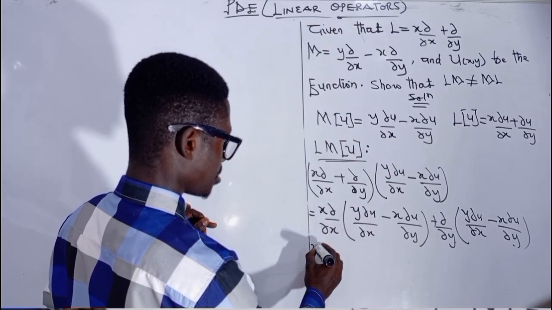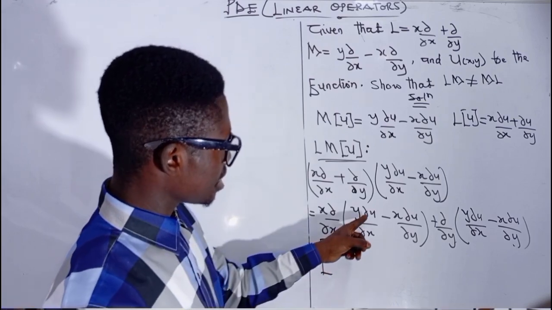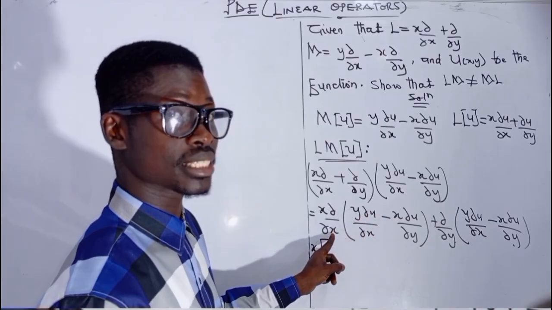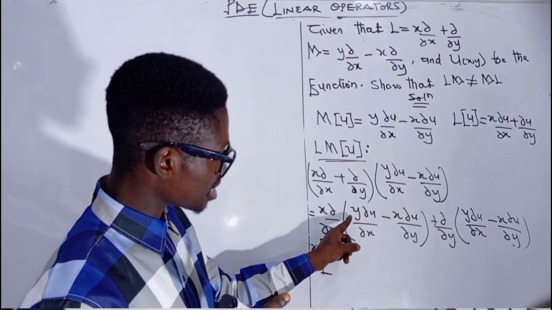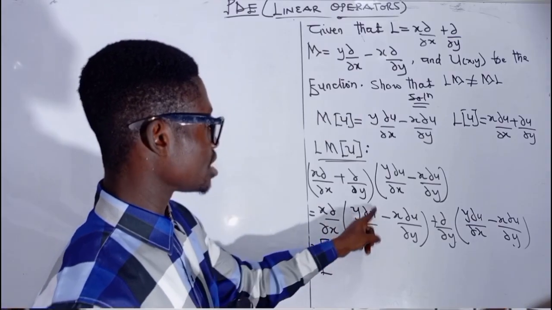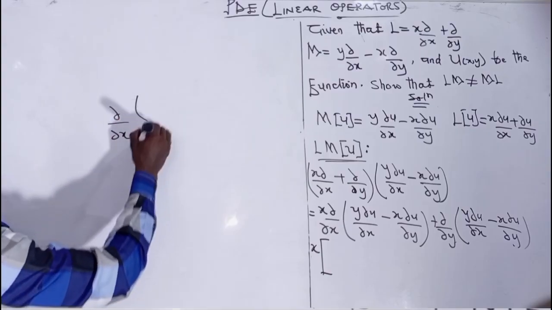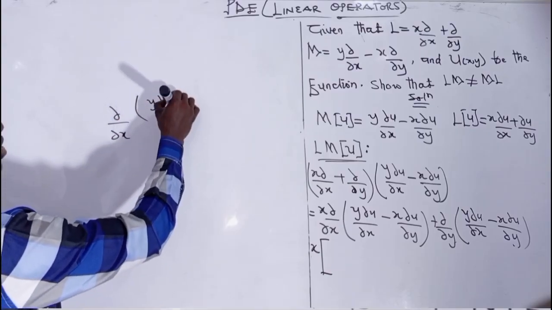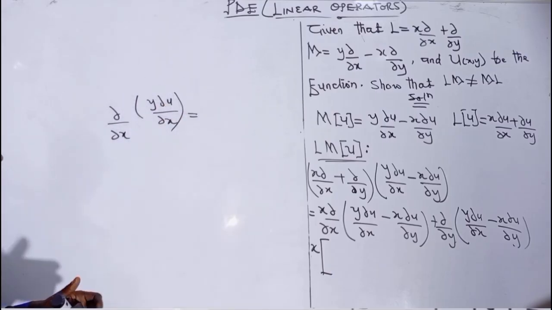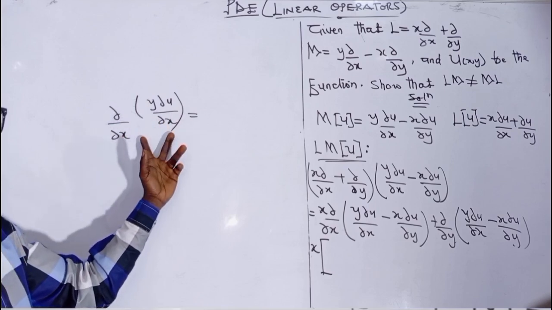So we can bring x out. Now we are going to differentiate y ∂u/∂x with respect to x. We are going to differentiate the function y ∂u/∂x with respect to x. So we are going to treat this as a product rule. We have ∂/∂x of y ∂u/∂x. So this means we are going to differentiate these functions with respect to x. So we are going to treat it as a product rule.